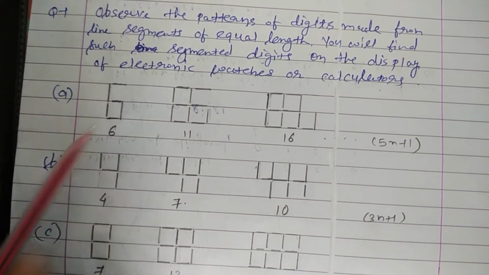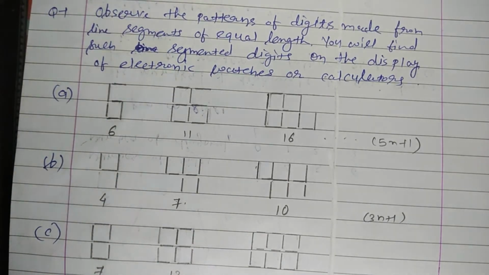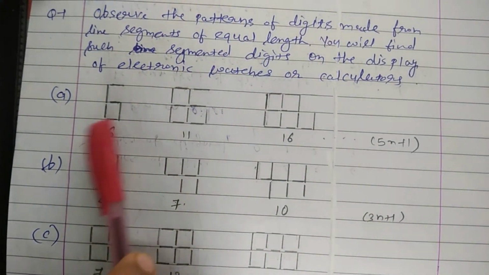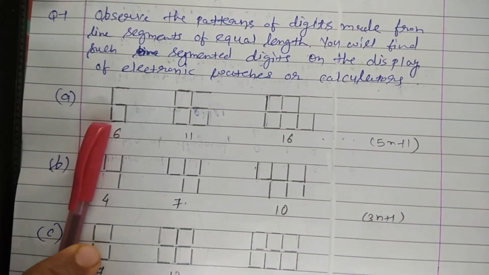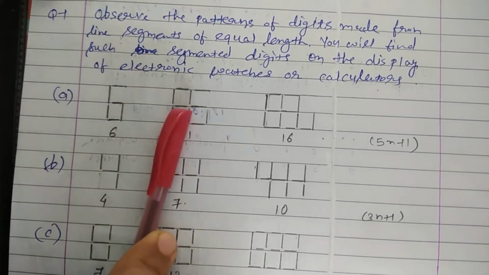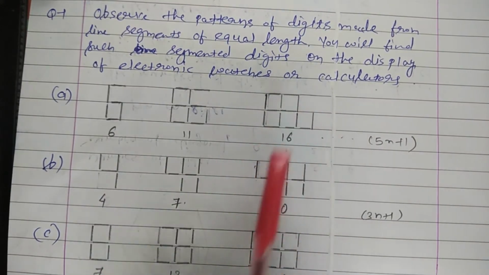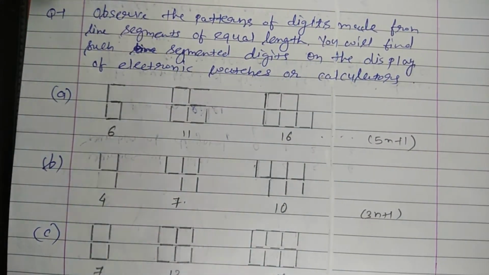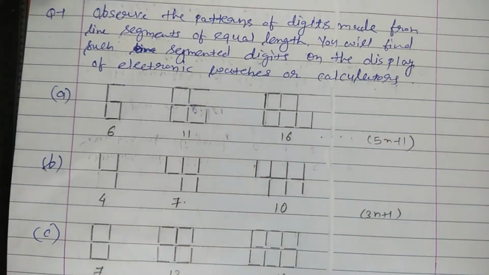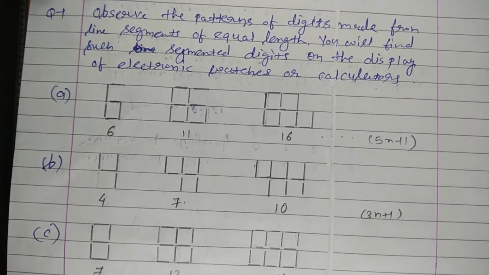And this kind of figure you can see in your digital watches. So for one shape 6, required 6. For 2 6 steps it is 11. For 3 6 steps it is 16. And in general we can write the expression as 5n plus 1.